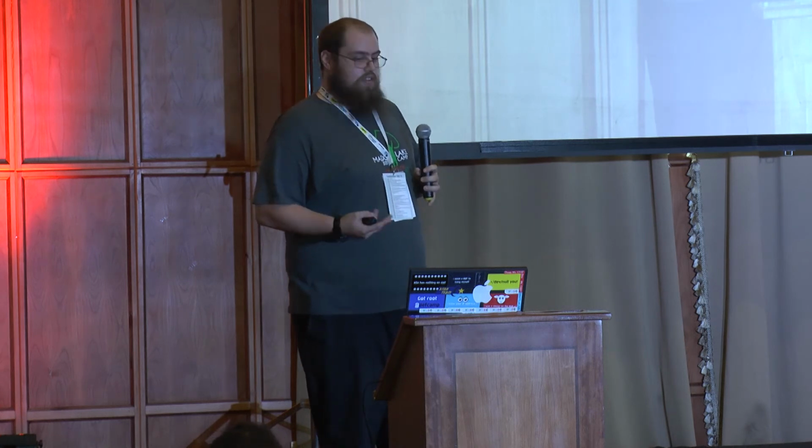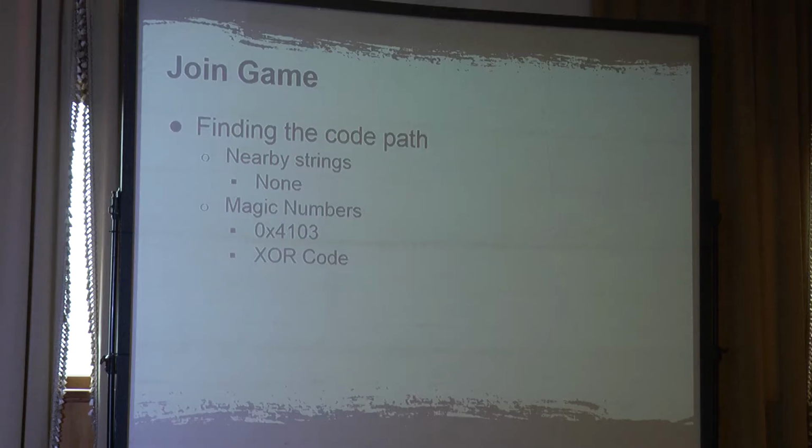But even when you have that dump, you've still got to find the code path. You've got to find the assembly of your code, of what you actually want to see. So in our case, we looked for nearby strings. In this case, there were no strings. This is all just numbers going by, so we're looking for numbers. 4103 came up a lot in there and wasn't too helpful.